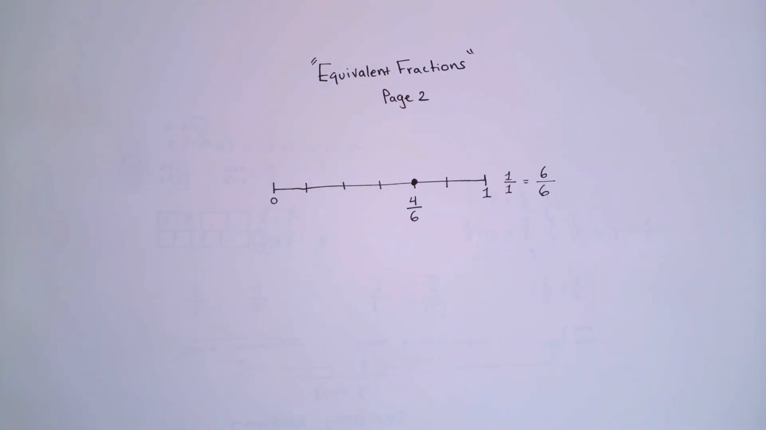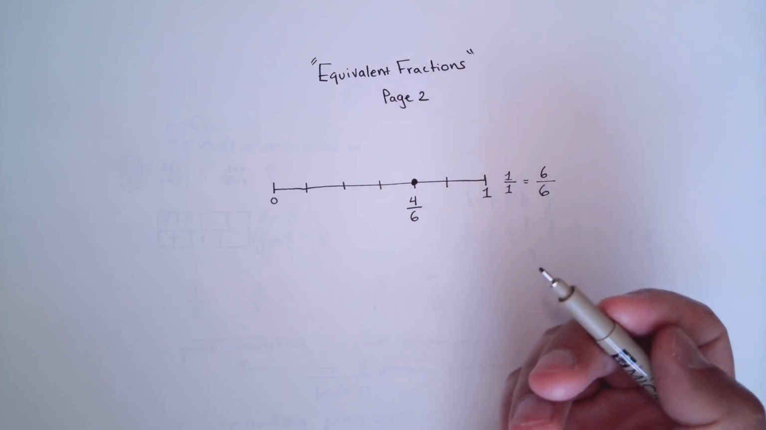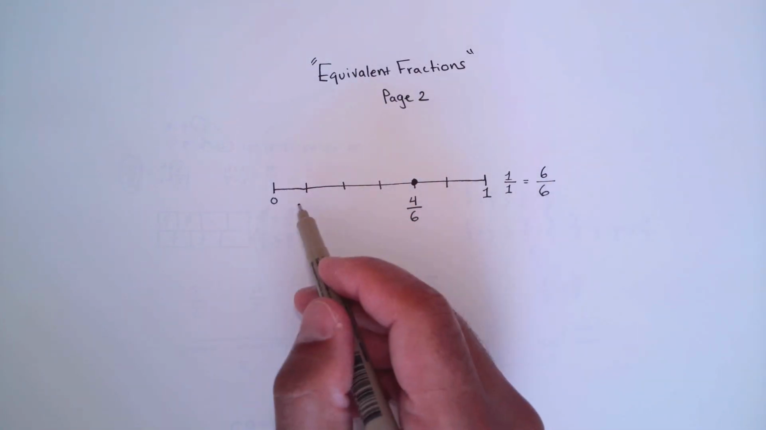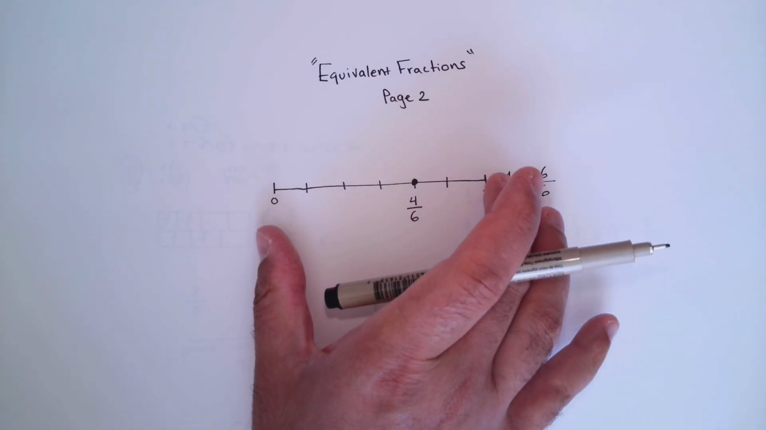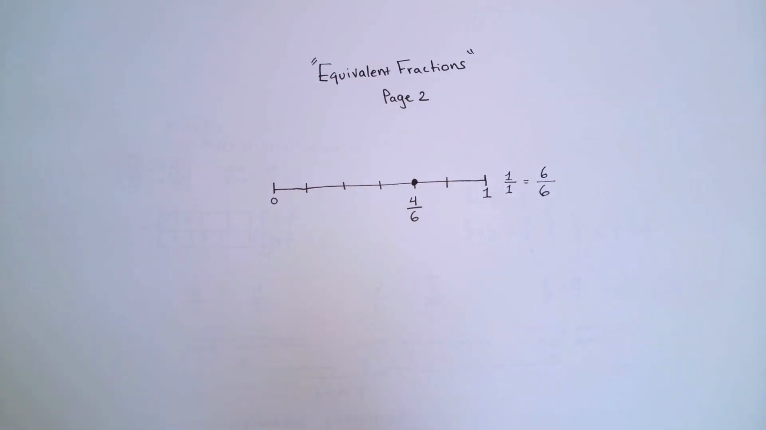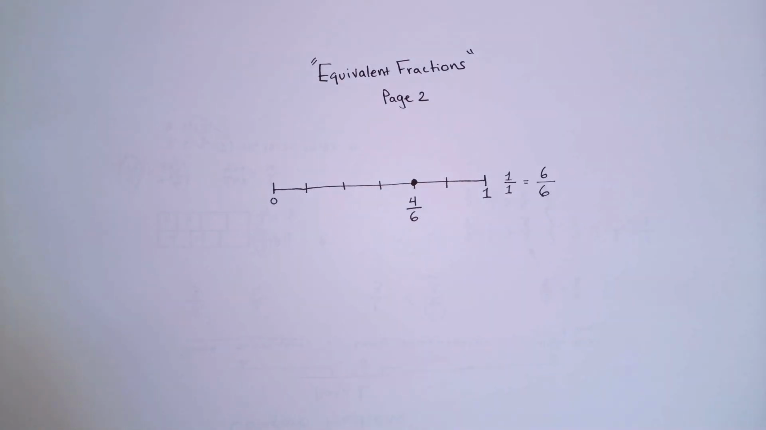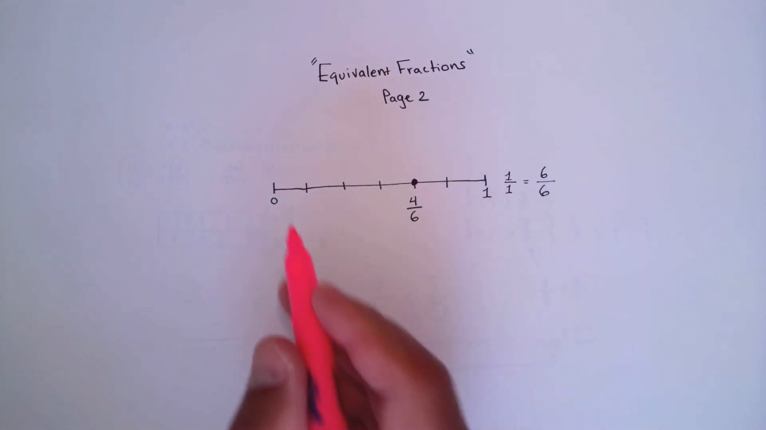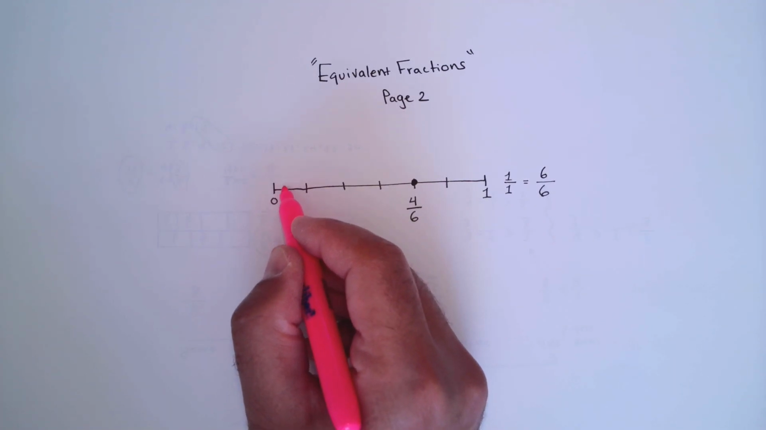We want to create an equivalent fraction. The equivalent fraction could be made by simplifying this partition or breaking it more. And the easier way is to break it more, right? So I'm going to use a different color here so you can see. I'm going to break each sixth into three parts.